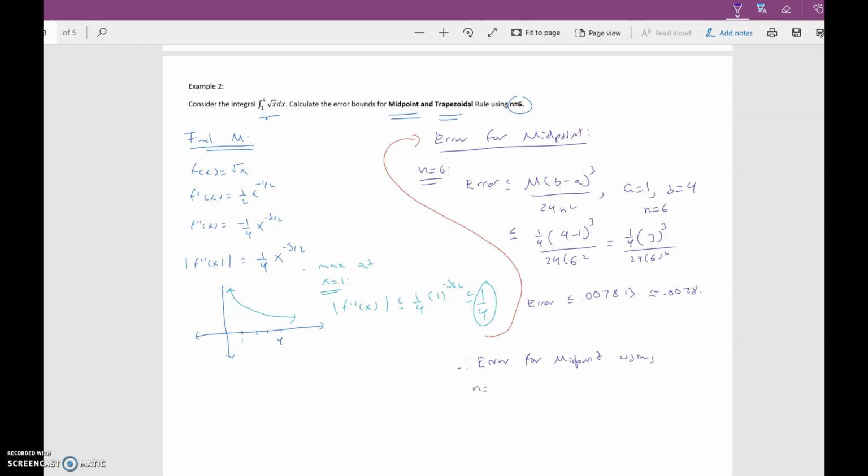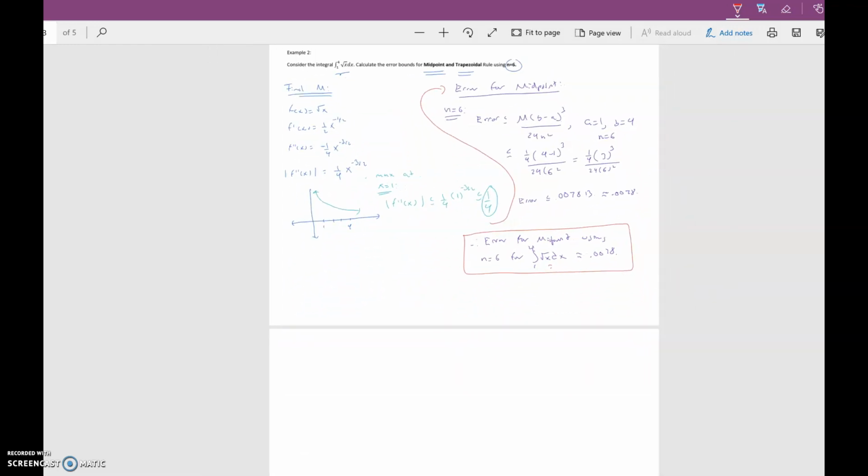using n equal to 6 for the integral from 1 to 4 of the square root of x dx, it's going to be approximately 0.0078. So that's how much error we're estimating to carry if we use midpoint with n equal to 6 on this specific function.